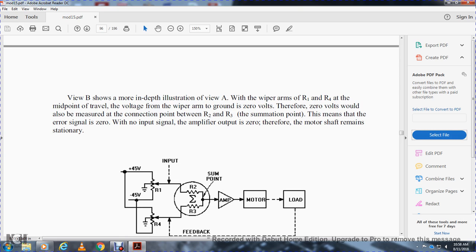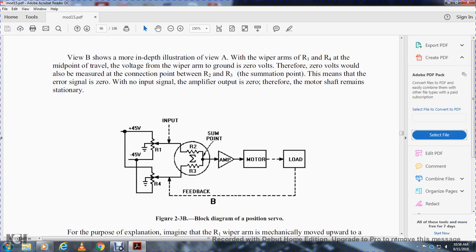The 0 volts will also be made at the junction between resistor 2 and 3, the summing point. This means that the error signal is 0, with no input signal to the amplifier and no output, therefore the motor shaft remains stationary.